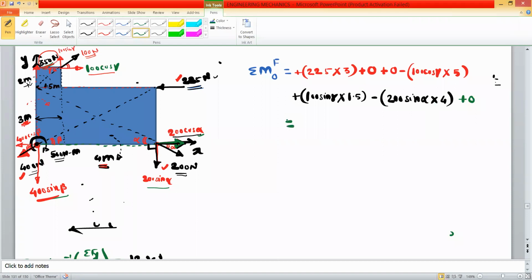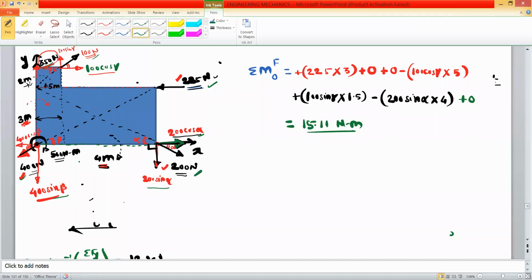Okay, so this is the summation of moment. So we get this answer. The summation of moment by forces about the point O is equal to 15.11 Newton meter, and this answer is positive. Now this summation of moment is because of the forces, that is 225, then 200, 400, 350 and the 100.